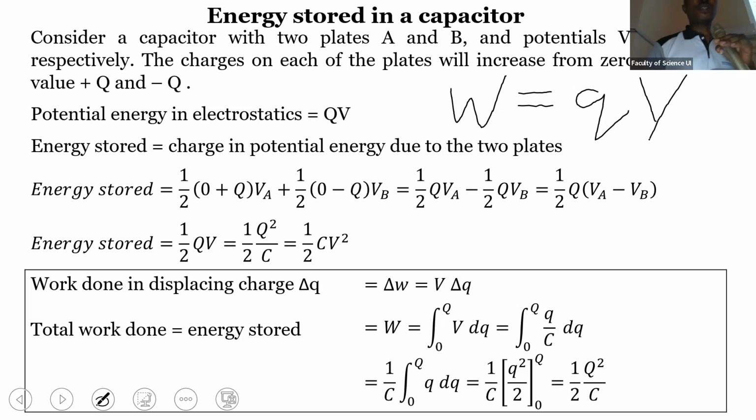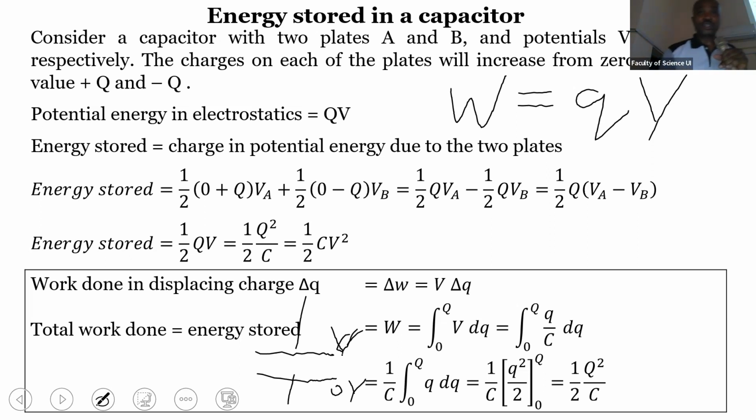So the energy stored is a charge in potential energy due to the two plates. Now we have two parallel plates. We assume this one to be at 0 volts and this one to be at a certain V volts.